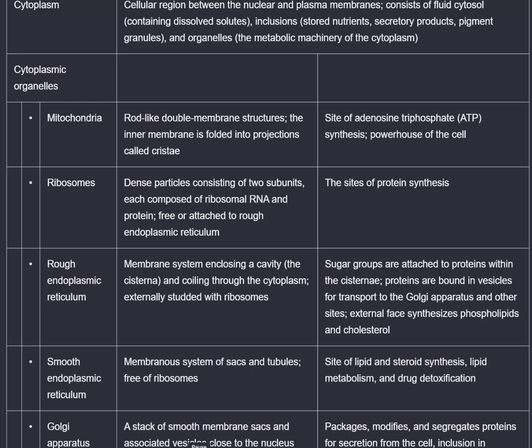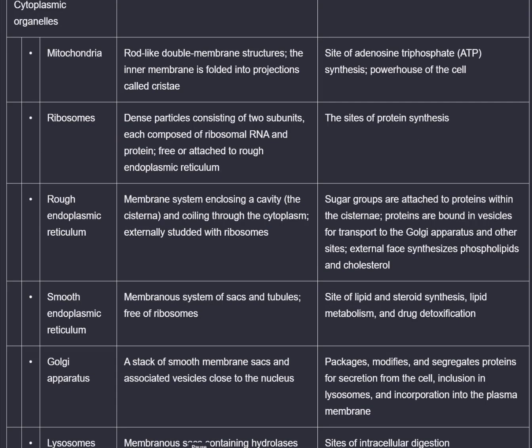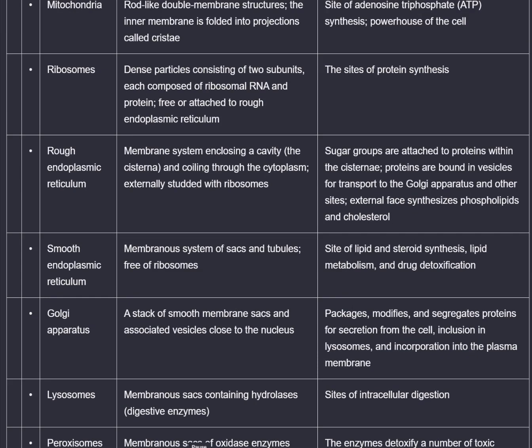Cytoplasm. Cellular region between the nuclear and plasma membranes, consists of fluid cytosol, containing dissolved solutes, inclusions, stored nutrients, secretory products, pigment granules, and organelles, the metabolic machinery of the cytoplasm. Cytoplasmic organelles. Mitochondria. Rod-like double membrane structures, the inner membrane is folded into projections called cristae. Site of adenosine triphosphate, ATP, synthesis, powerhouse of the cell.